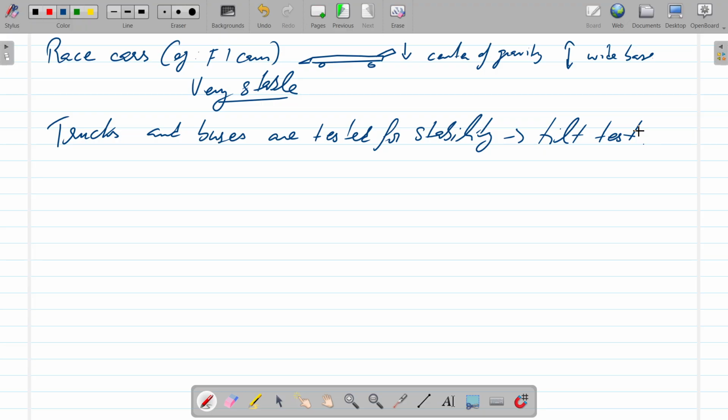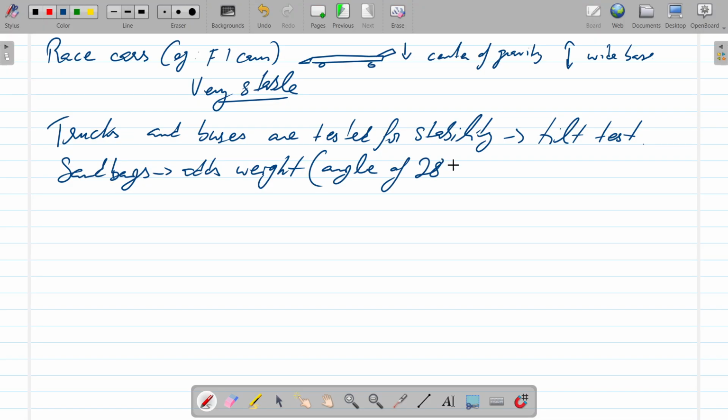If the fire truck topples over, then that's not going to help. Similarly for a bus, right, a bus moves through various routes and it has passengers and cargo, right? So the passengers are made up using sandbags to add weight, and then it is tilted, and the book says it's tilted through an angle of 28 degrees. And it should not topple over up till 28 degrees tilt, right? So stability is tested that way.